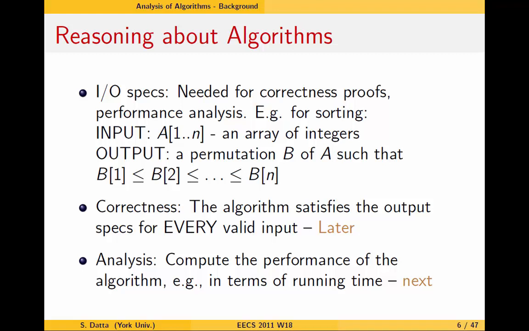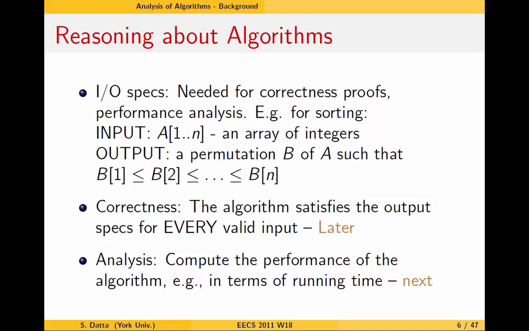Also in for loops: in Java or C, if you say 0 to N, it includes 0 but not N. In my pseudocode, 1 to N means 1 and N are both included. All right. So the input specification is an array of integers, and there are N elements in the array.